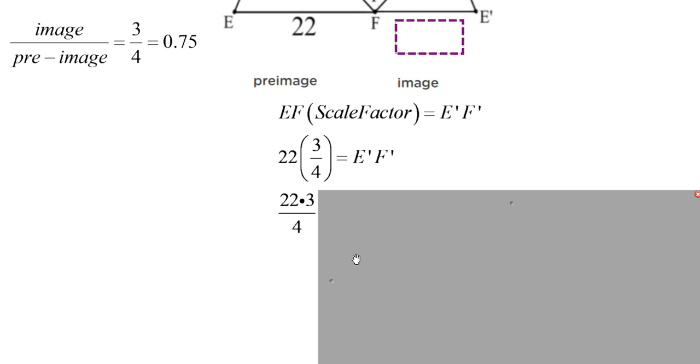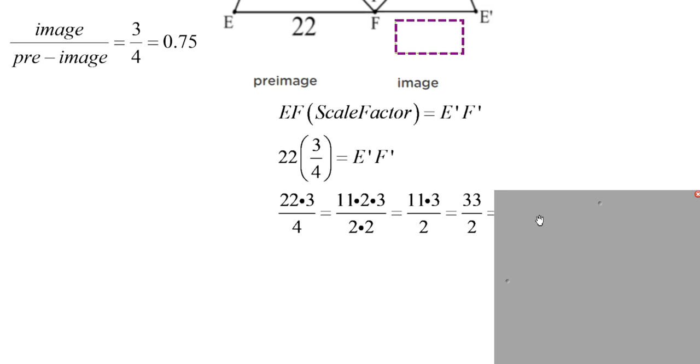Let's think about this. Where does 22 come from? 22 comes from 2 times 11, then you have your times 3. And where does 4 come from? 2 times 2. Do you have any greatest common factors you could divide out? Sure we do. 2. So now we have 11 times 3, which is 33, over 2. And we can see if we can simplify that more, and we know that would be our 16.5.